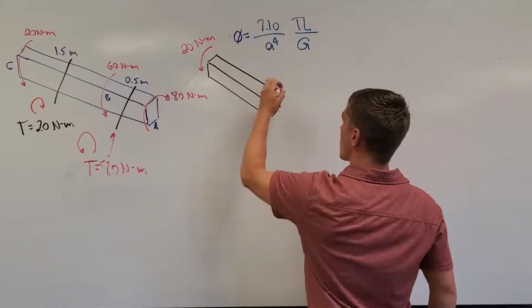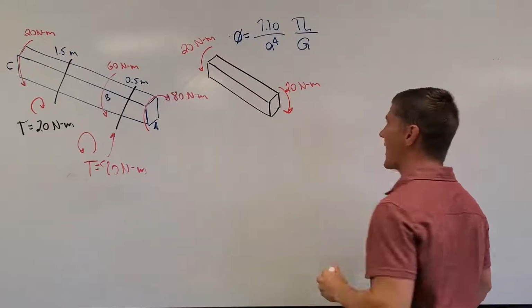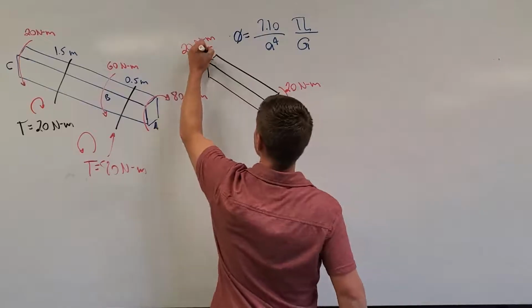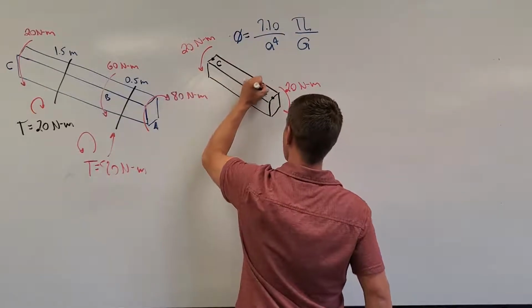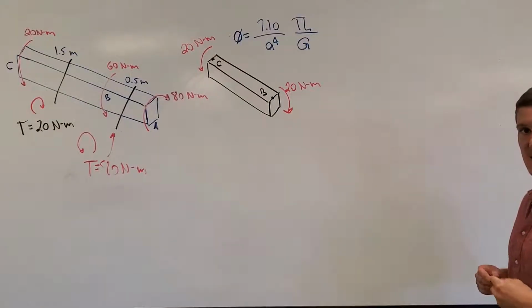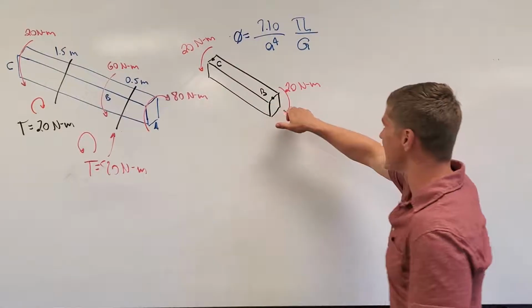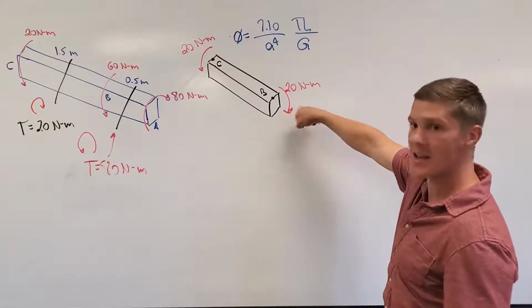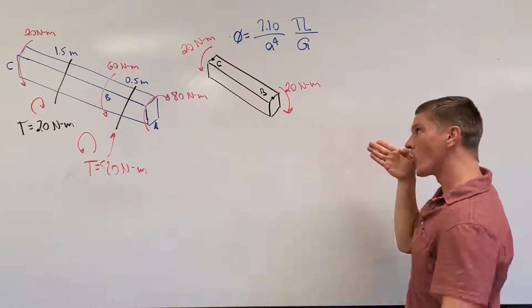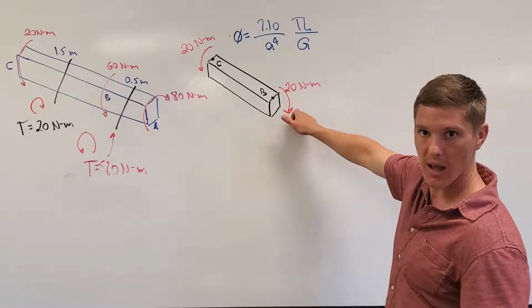And then for equilibrium, we must have a 20 Newton meter torque going the opposite direction applied at point B. So let me go ahead and label my points. I'm going to label my points C, and I'm going to label my points B. What I want you to notice here is, let's just pretend that C is fixed. If C is fixed, you see that B is going to rotate clockwise. If I am looking from B towards C, B is going to rotate in this direction. I hope that makes sense.